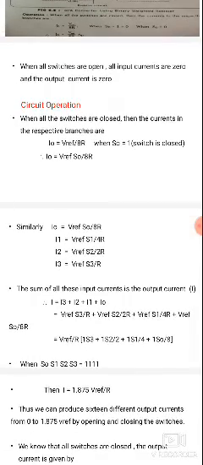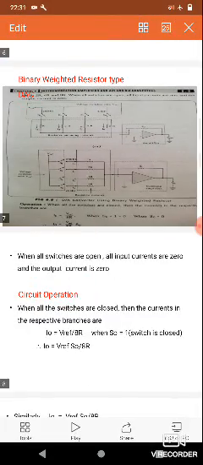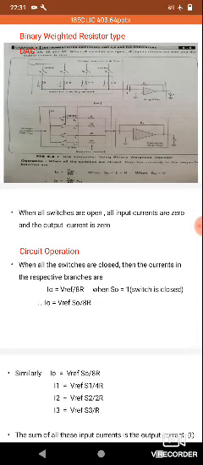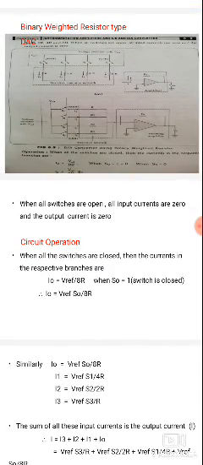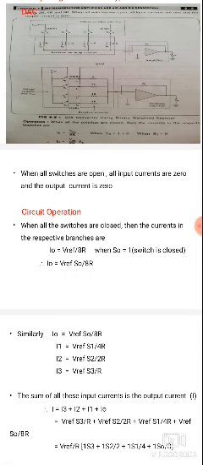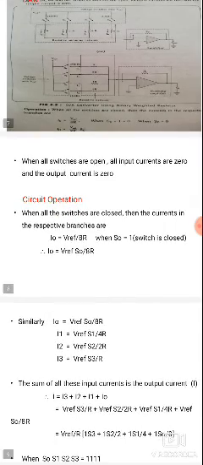So the current flowing depends on the relevant switch condition, that is, the binary inputs 1s and 0s, and also on the resistance across the switches. For example, we are taking I0, which is the current across the switch S0. Whenever the switch S0 is closed, that is, S0 indicates 1, the current flowing through the switch S0 is I0 equals V reference by 8R.